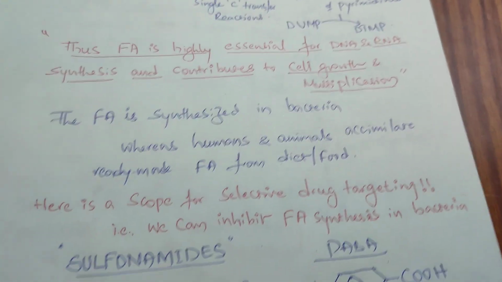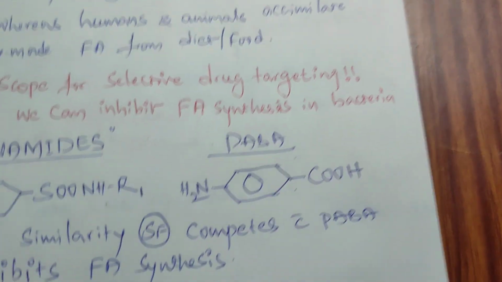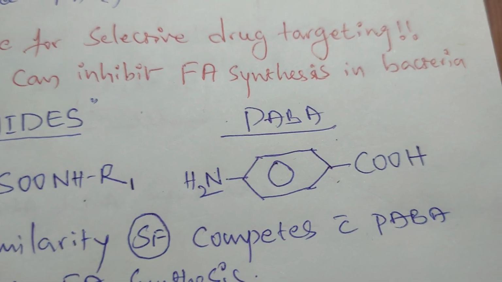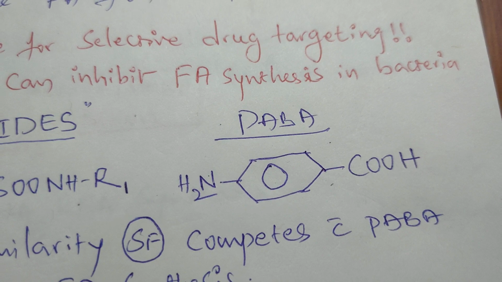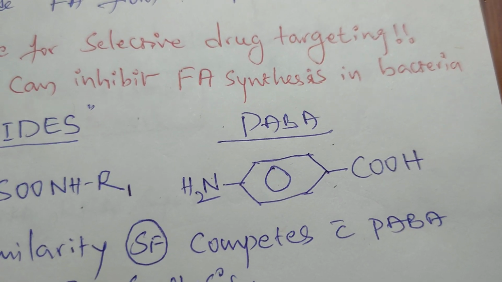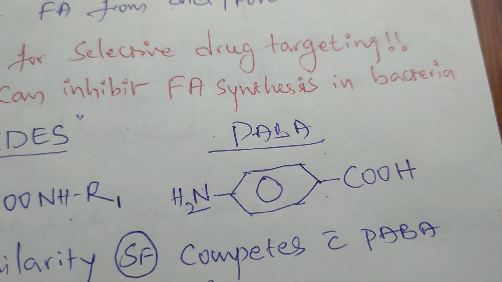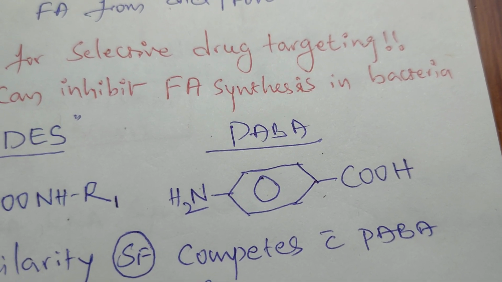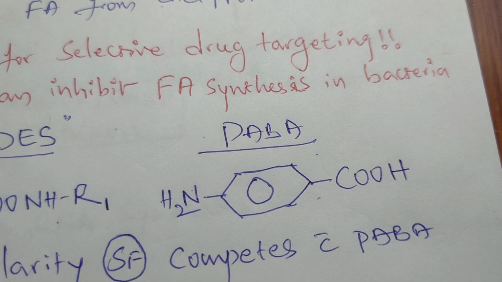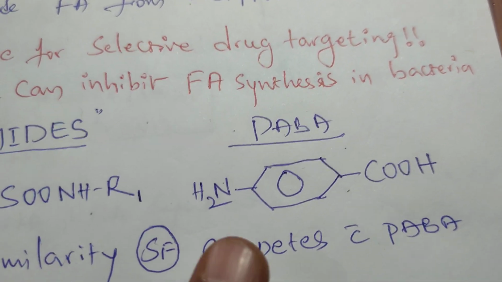See here, I will tell you the important component of folic acid. Folic acid possesses PABA. First it combines with dihydropteridine, then that combination will further be added with glutamic acid. Finally, you are going to get dihydrofolic acid. PABA is very, very essential.